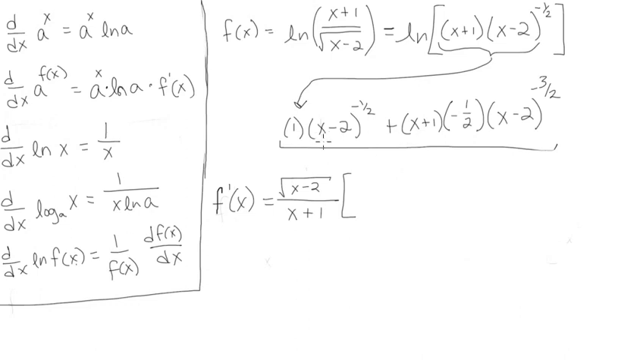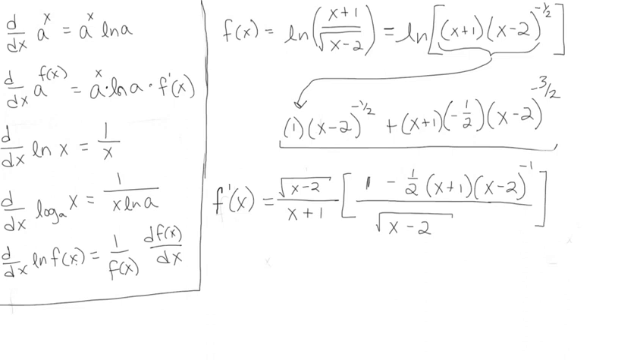And I'm going to notice that this (x minus 2) to the negative 1/2, I can actually factor it out. And since it's on the bottom, that will be the square root of x minus 2. On the top, I have 1 minus 1/2 times (x plus 1) times (x minus 2) to the negative 1 power.